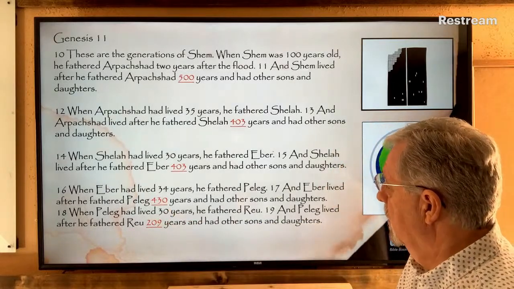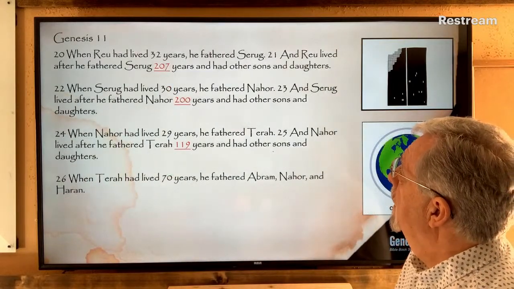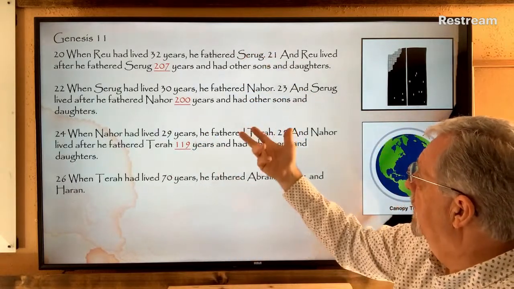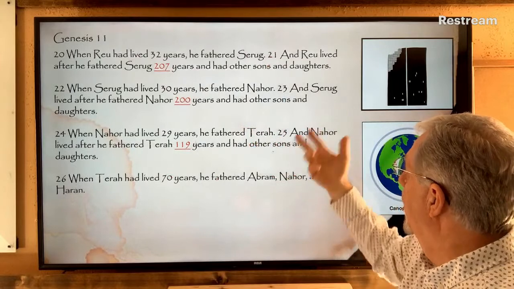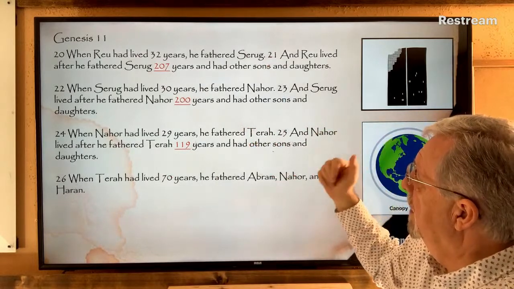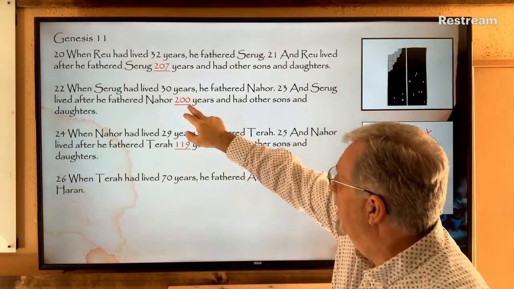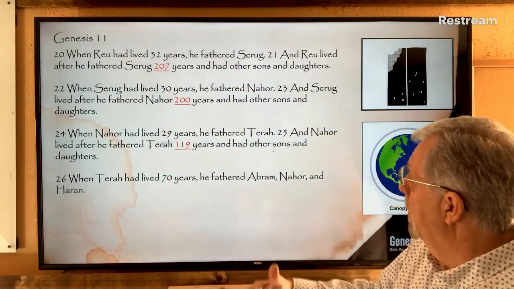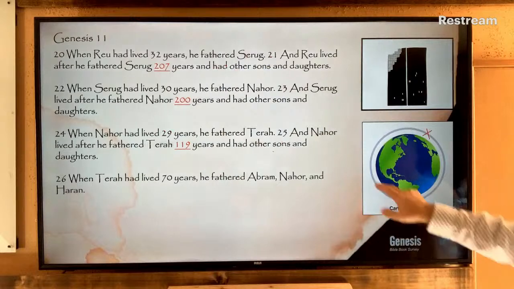239 years, I guess. But it's about the same, isn't it? That these two guys lived. Now, Serug had lived 30 years. He fathered Nahor, and Serug lived, after he fathered Nahor, 200. So now we're down to 230. Again, very similar. But you can see we're way down below because the ball of water is broken.